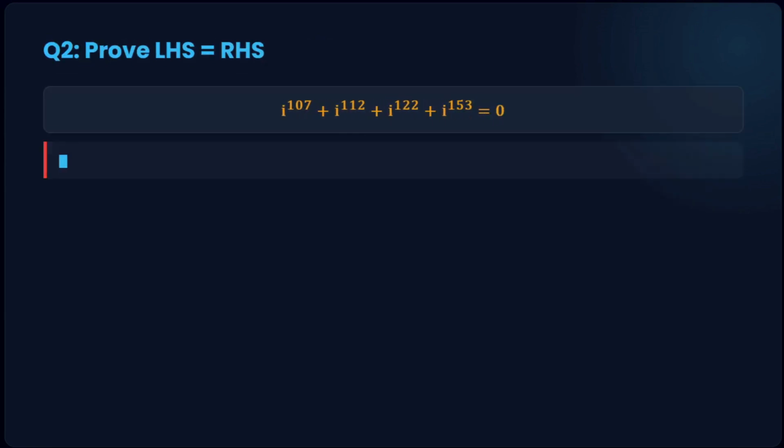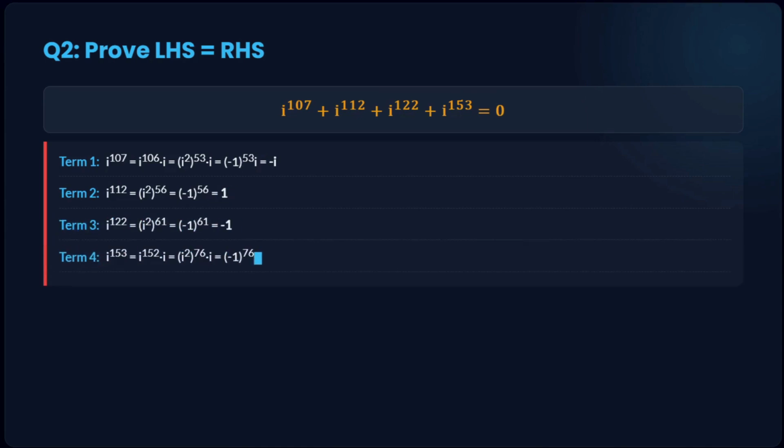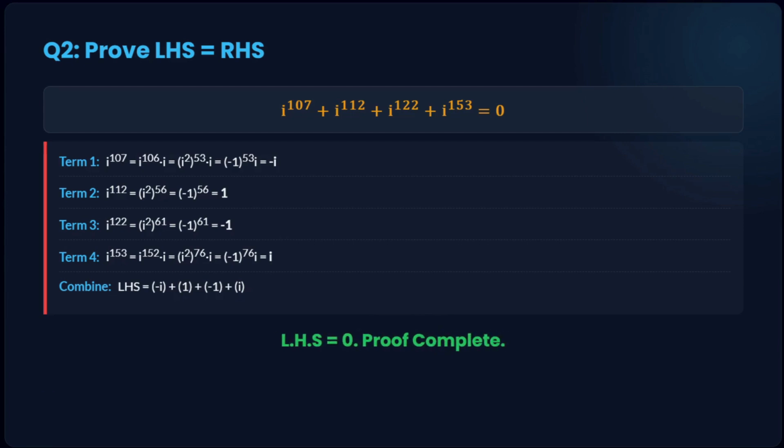Question 2 requires us to prove the equation equals 0. We do this by breaking down each of the 4 terms independently using our i squared trick. Just divide the large even exponents by 2. Once you evaluate the positives and negatives, plug them back into the main equation. You get -i, plus 1, minus 1, plus i. The 1's cancel, the i's cancel, leaving you with 0. Proof complete.